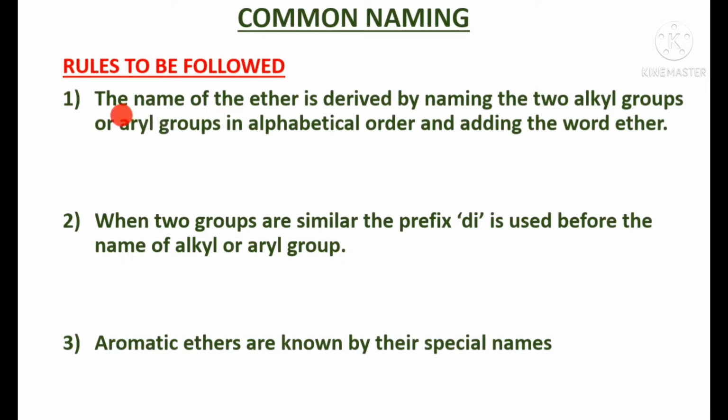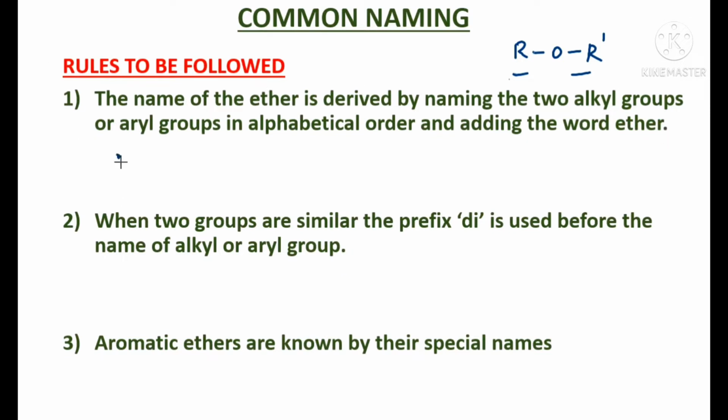Let us see the first rule. The name of the ether is derived by naming the two alkyl groups or aryl groups in alphabetical order and adding the word ether. See, this is the general formula for ether. Here we will be having two alkyl groups, or aryl groups. Since we are having two alkyl groups, these should be arranged in alphabetical order. Understood, students? And after writing the names in alphabetical order, as a suffix, you should add the word ether. Understood? I'll give an example for this.